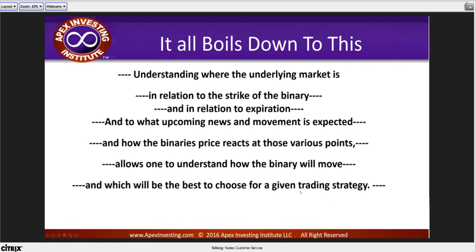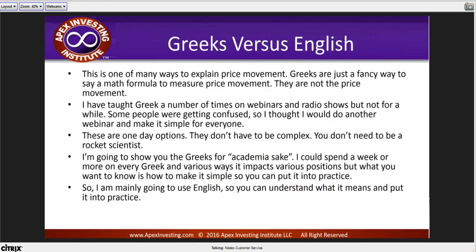Now, again, there's a lot of ways to explain price movement. Greeks are a fancy way to say a math formula to measure price movement. I've heard it stated that Greeks move the binaries. No, they don't. Greeks do not have any impact on the binaries. They are a measurement of the binaries, okay?